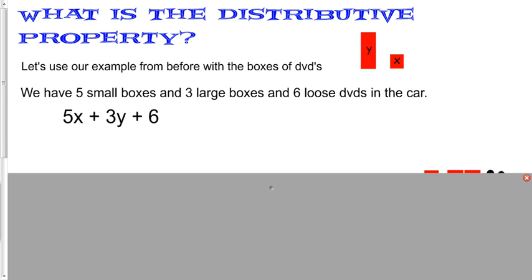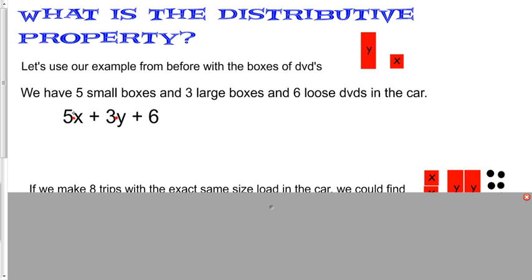Now, distributive property I mentioned in the last slide, we need to know what that is before we can see how that helps us with combining like terms. So let's continue on our example of the DVDs. We've got our large box that holds Y number of DVDs and our small box that holds X number of DVDs. So right here, this expression could say that we have 5 small boxes full. So the total number of DVDs is 5 times whatever's in a small box. And we have 3 large boxes. So the number of DVDs there is 3 times whatever's in a large box. And then we have 6 loose DVDs, not in any box at all. And these are all in our car. And so that would look something like this right here.